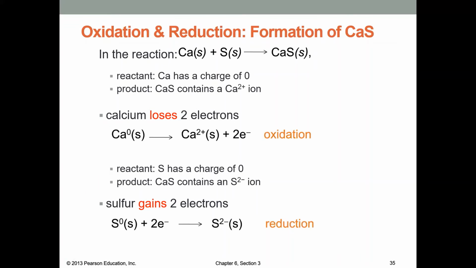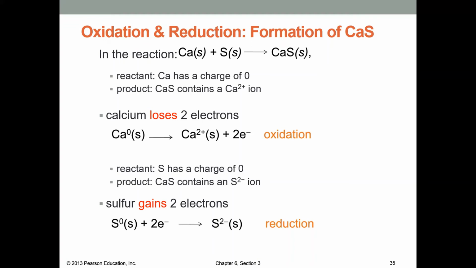So when we look at the formation of these ionic compounds, they are going through an oxidation reduction. In this case, all of the metals are being oxidized because they are becoming positive. If you become a positive cation, you are being oxidized. All of the nonmetals are being reduced because they are becoming a negative anion.